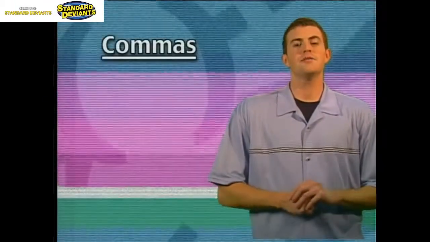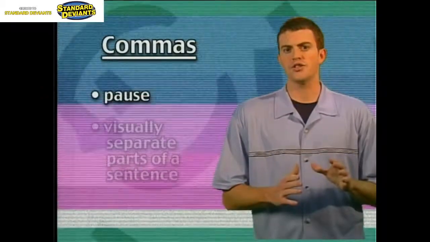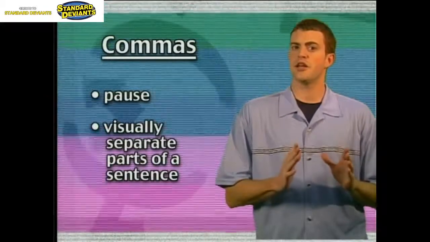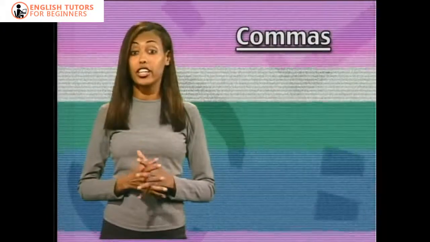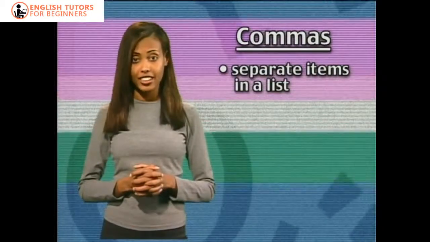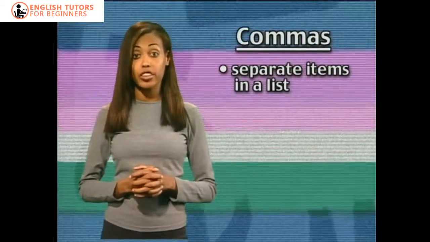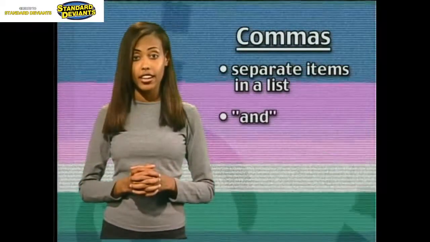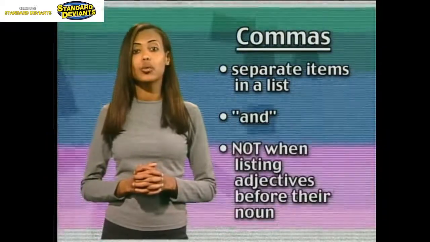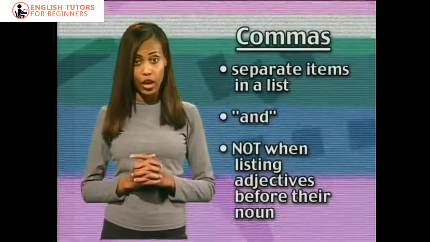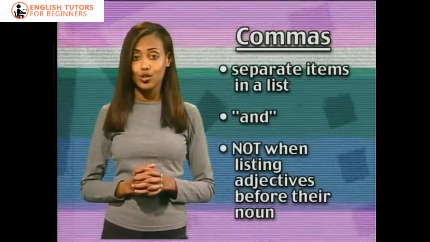Generally speaking, commas are used to tell the reader where to pause and to visually separate parts of a sentence that might otherwise run into each other. There are basically four times we use commas. The first way we can use commas is to separate items in a list. When commas are used this way, they're basically just standing in for the word and. The one time we don't use commas to separate items in a list is when we're listing adjectives right before the noun we're describing. Then we don't use commas.